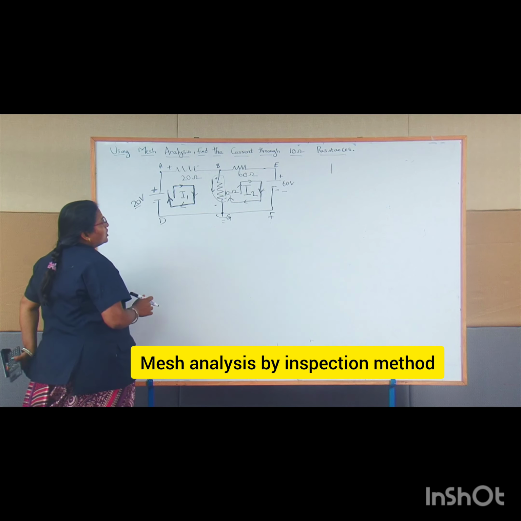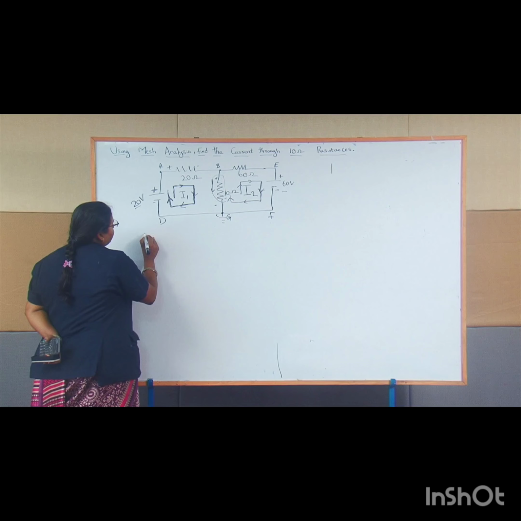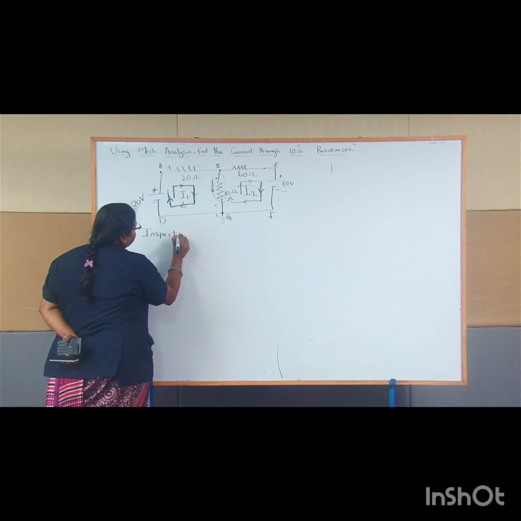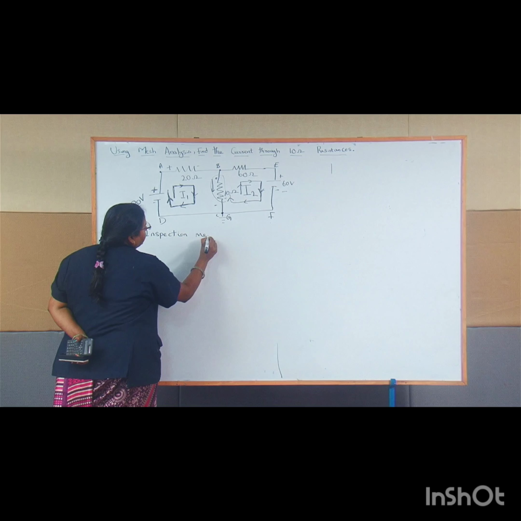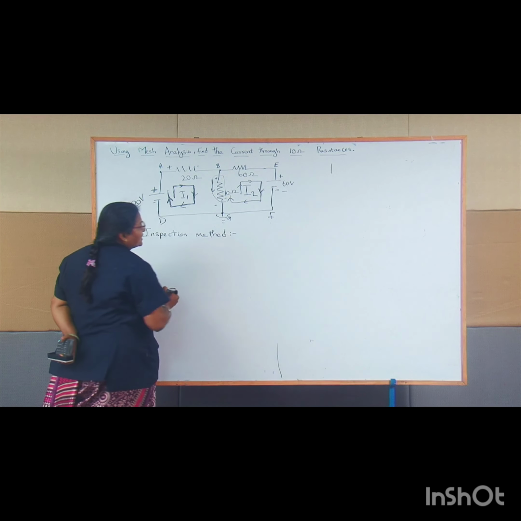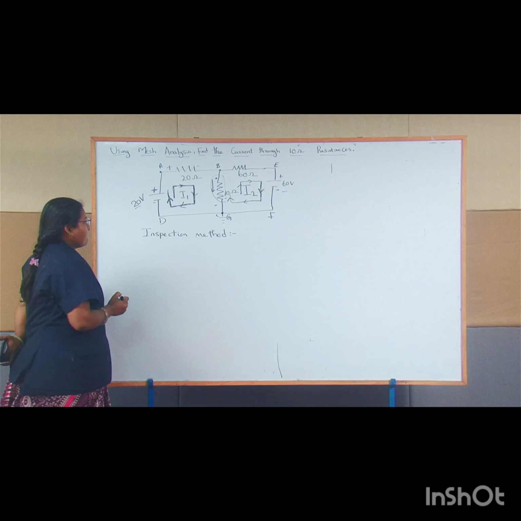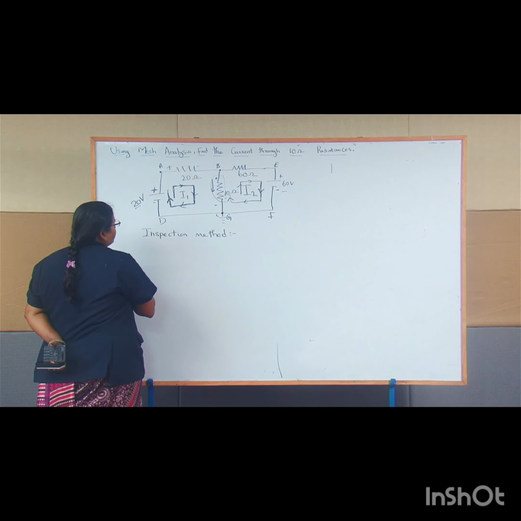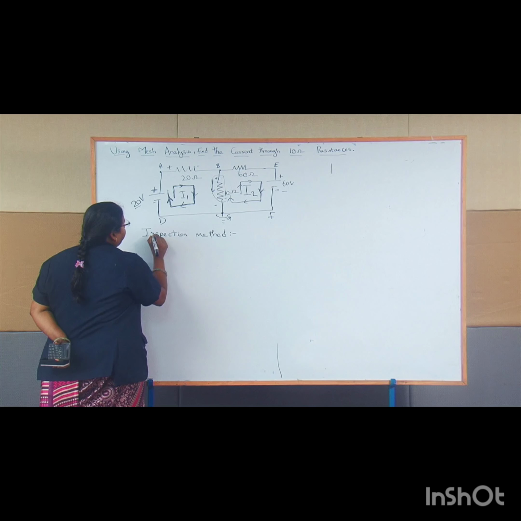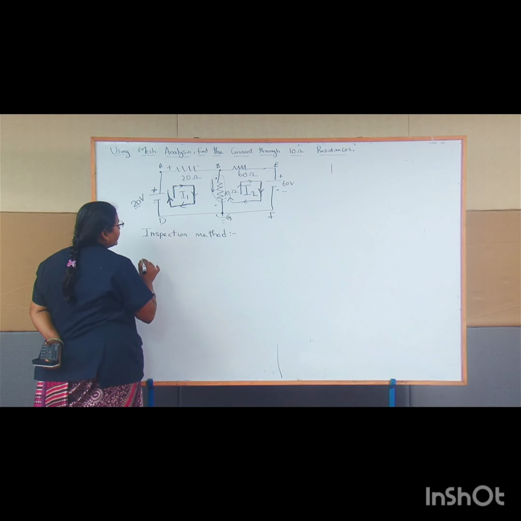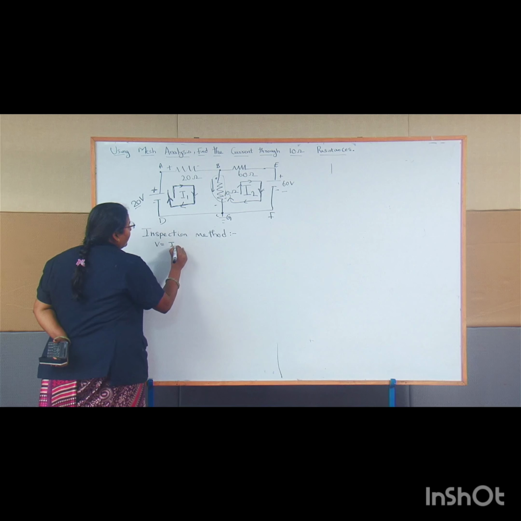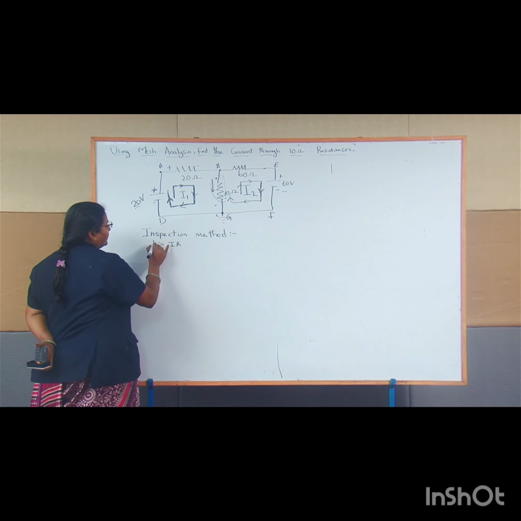So another method you can use is called the inspection method. It is nothing but a matrix method, also known as the matrix method. Now we can see about this method. In the inspection method, we know that voltage is equal to I into R, right?